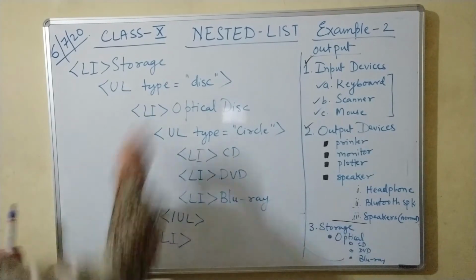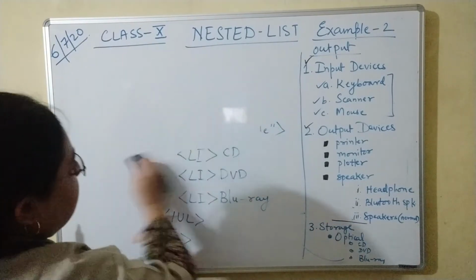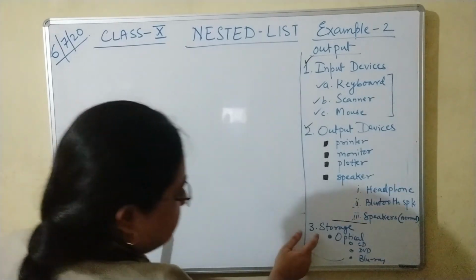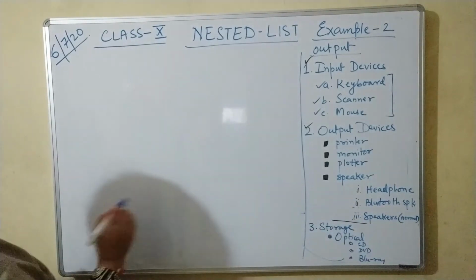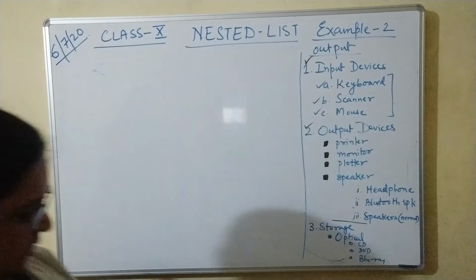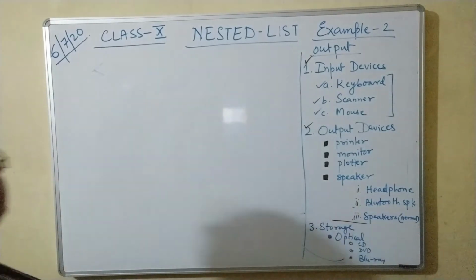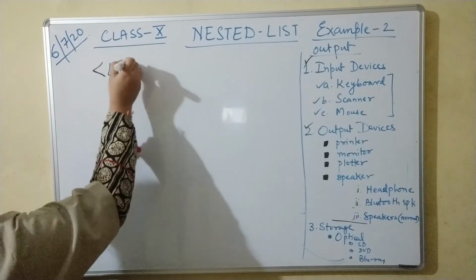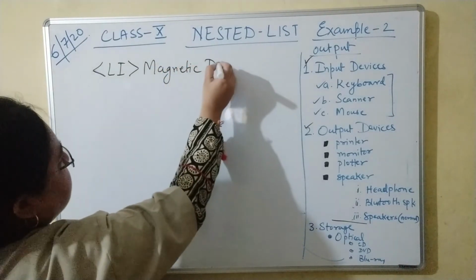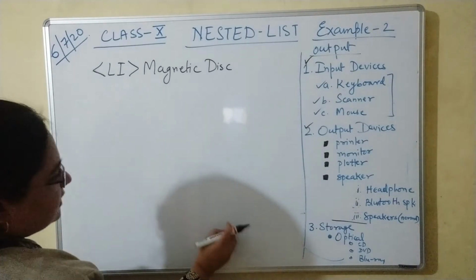Okay. Now I'm going to start with the next one. That is the second element of the first sublist of the third list item. So that is magnetic disk. For that again I will be opening your LI tag, which will refer to the list item for this second sublist. This will come through practice, students. Magnetic disk. And within magnetic disk again there was a small list which contained a, b, c.